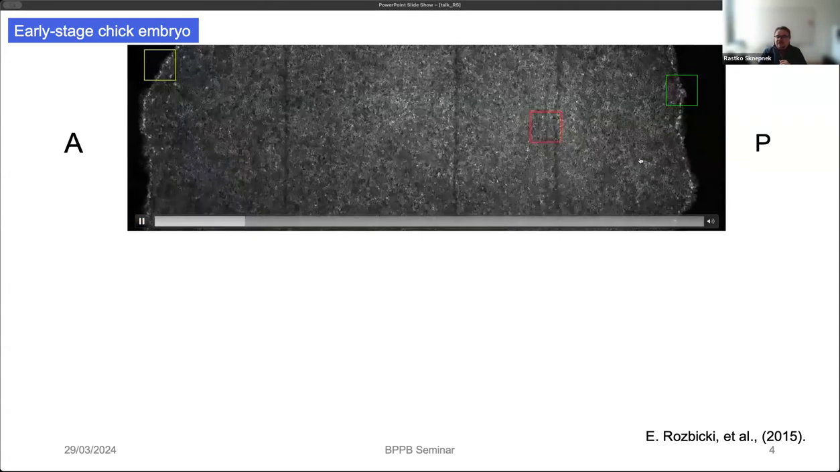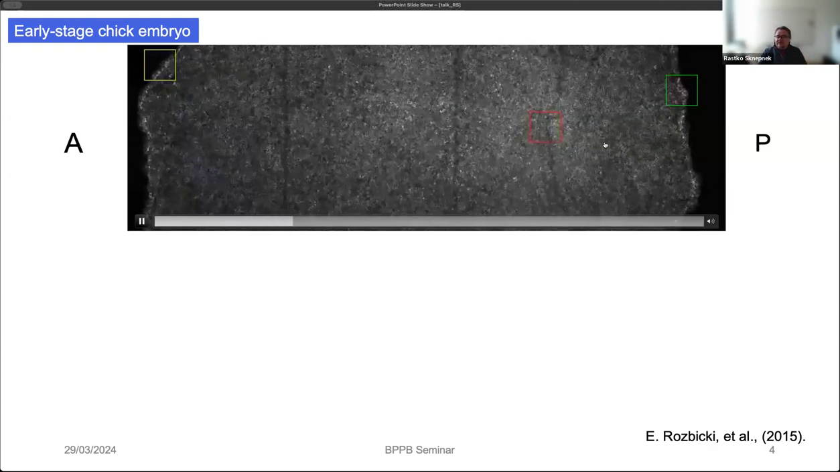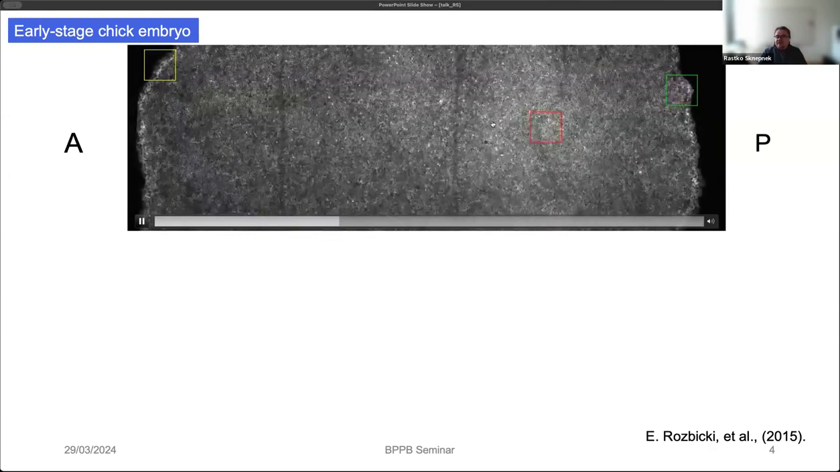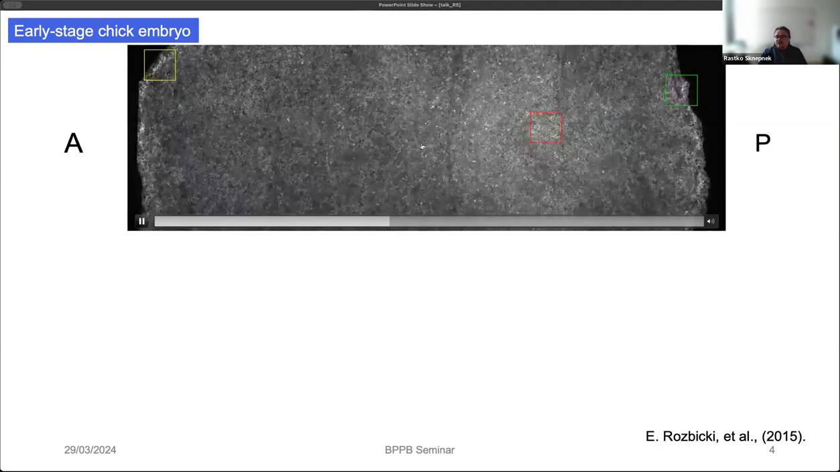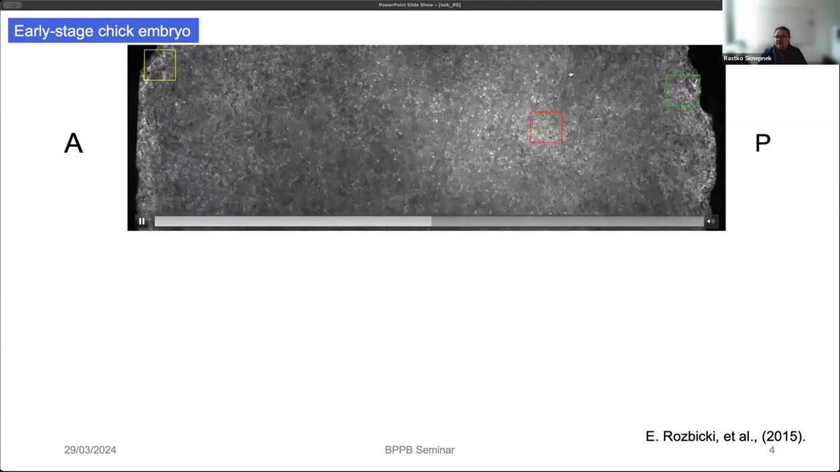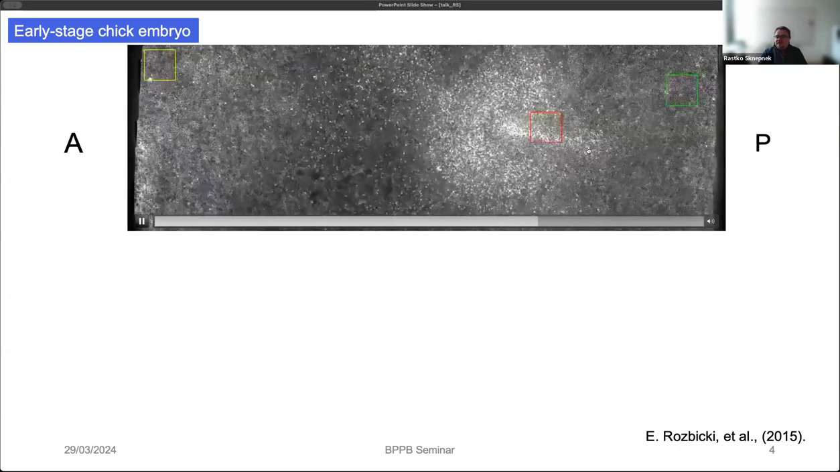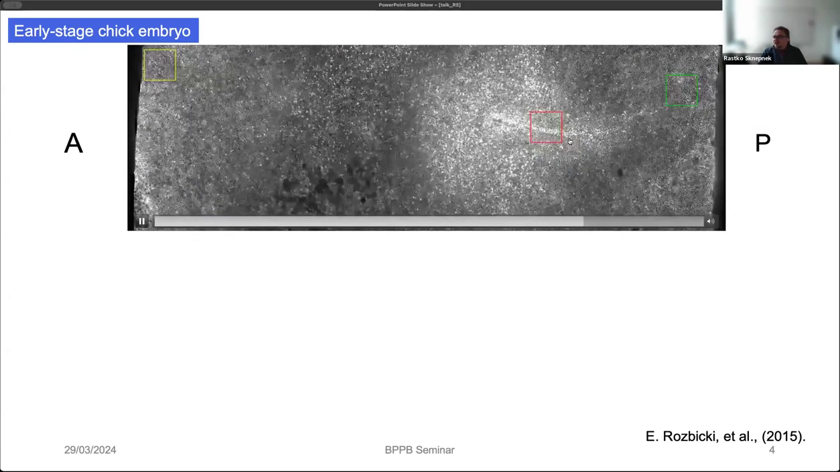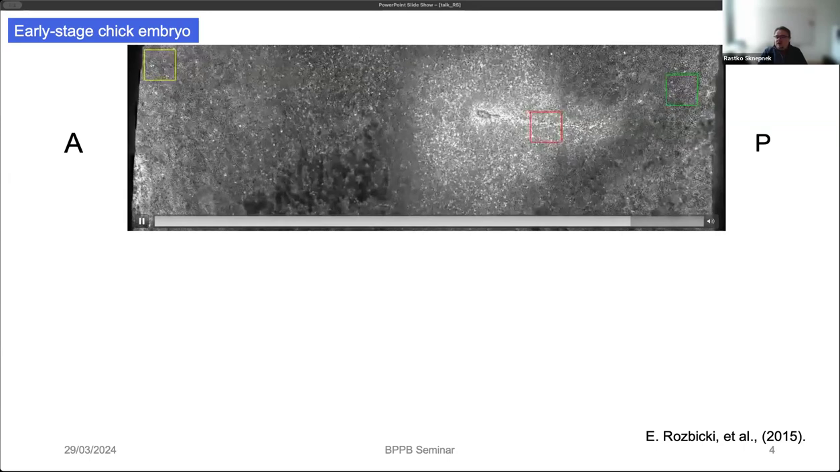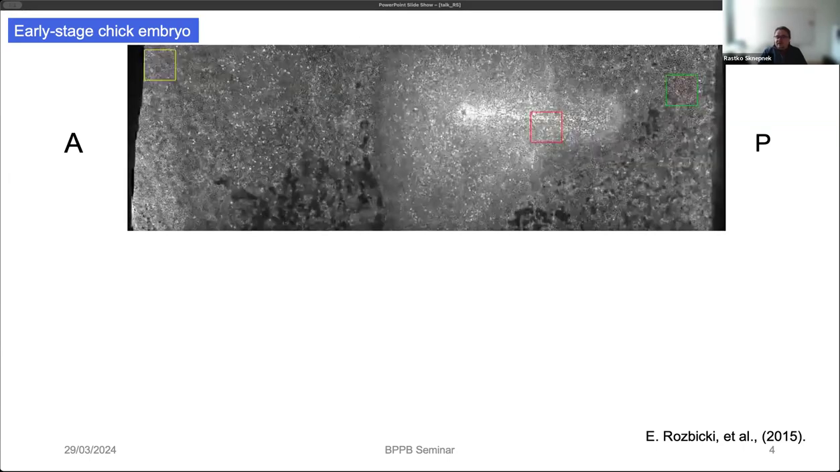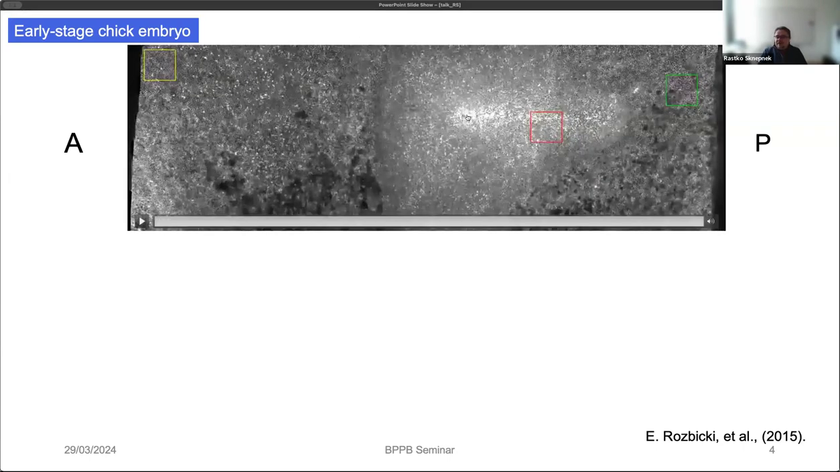So we see nothing much happening, and then suddenly cells start moving, and we see a kind of motion which I'm going to characterize a little bit later, and the formation of a bright structure in the center, which corresponds to the primitive streak, which I showed in the previous slide. This dot in here is the anterior, the head. This is where the head is going to be, and this is the posterior. This is where the tail, somites will develop, and eventually you will get a spine.